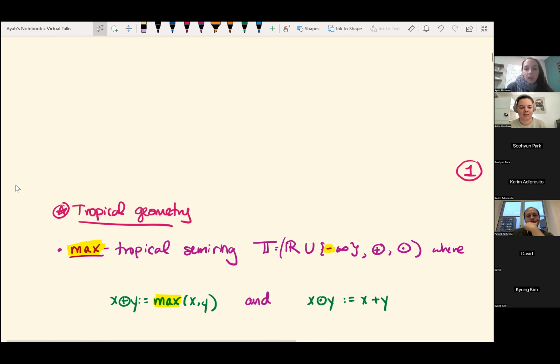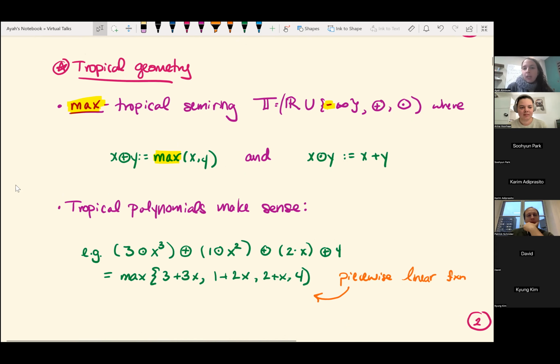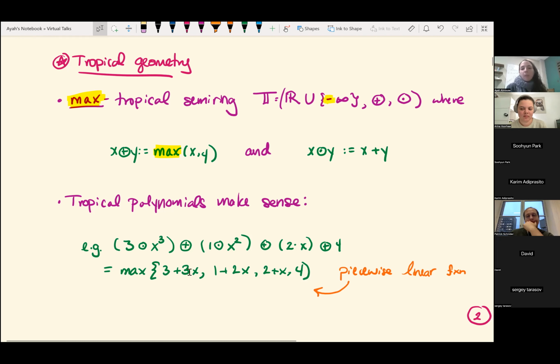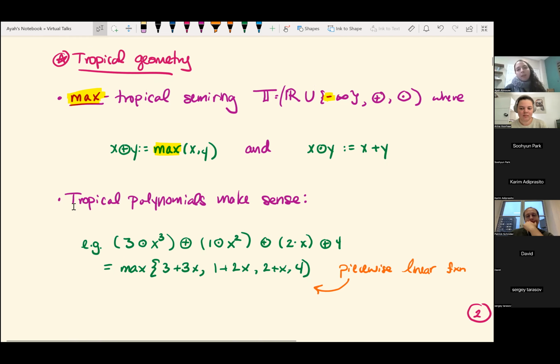To start this story, I'm in the max tropical semiring for the duration of this talk, unless I say otherwise. So I'm taking max as my sum here, and so tropical polynomials make sense. If you have a tropical polynomial, you can view it as a piecewise linear function, by taking the max of all of these pieces, in this way. Probably many of you know this story.